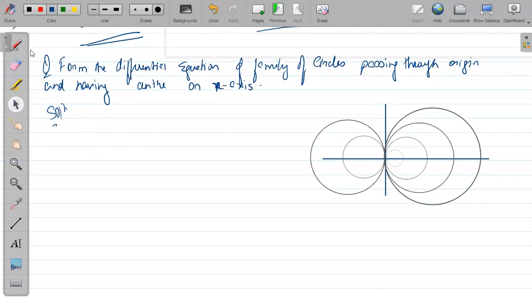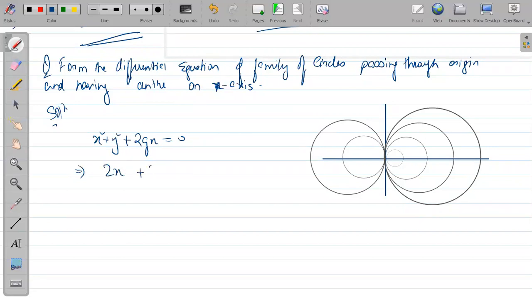You can write it any way. Sir, center should be on x-axis. x square plus y square. Since it should be passing through origin, what am I writing here? The center should be on the x-axis, so y should be 0. So x square plus y square plus 2gx, correct? There should not be any constant term since it is passing through origin. So only one arbitrary constant is present.